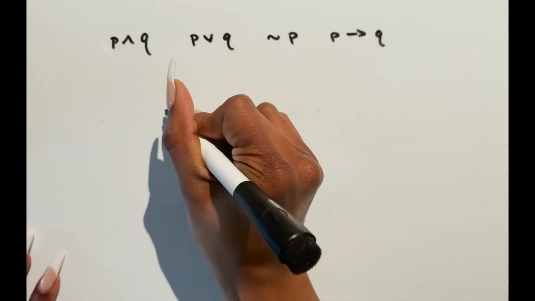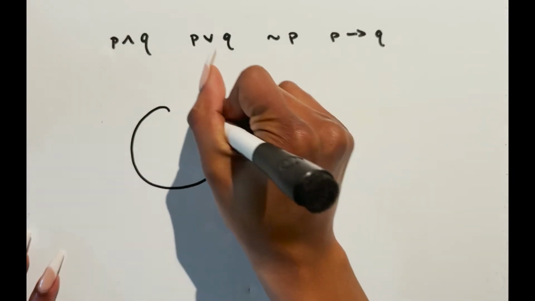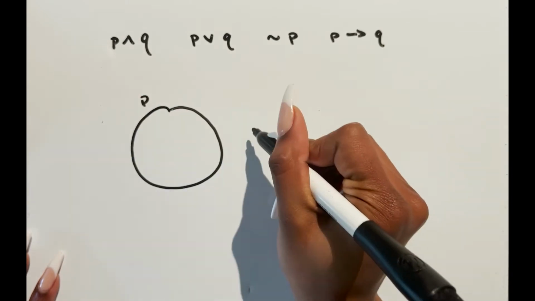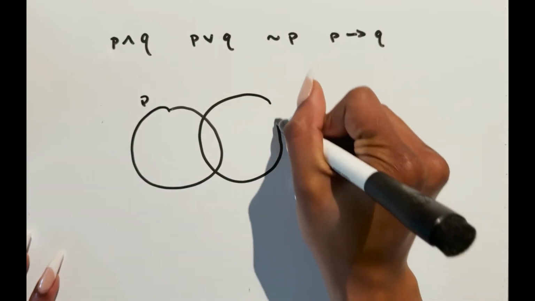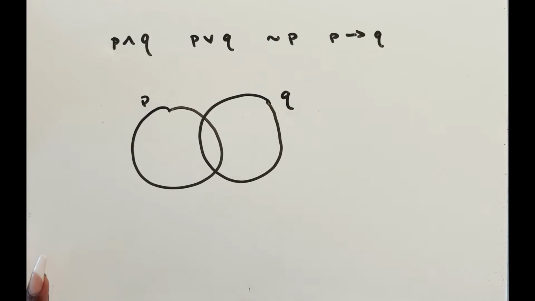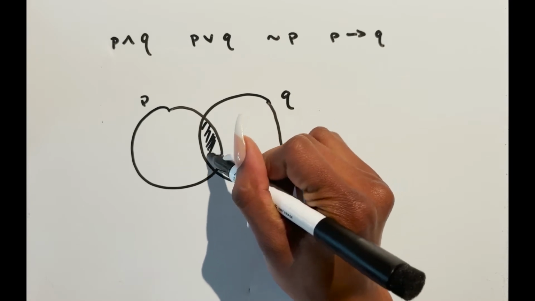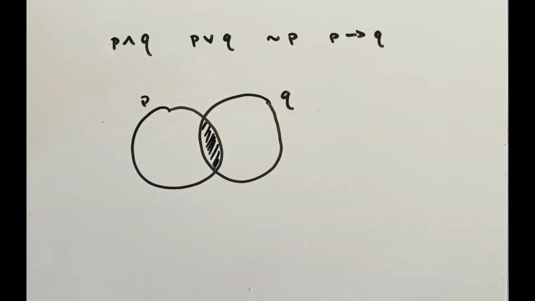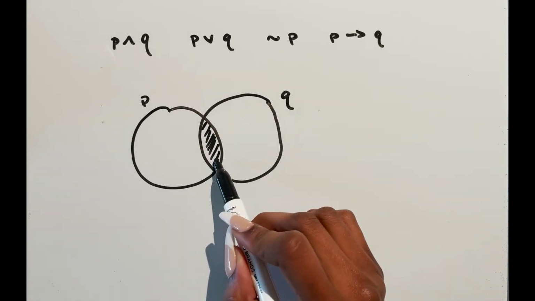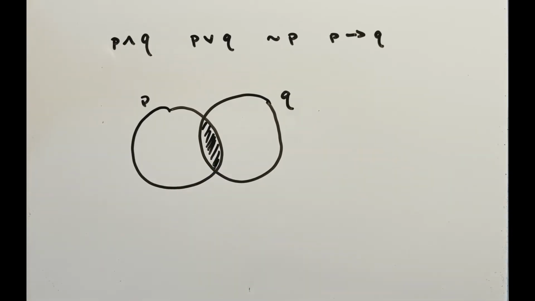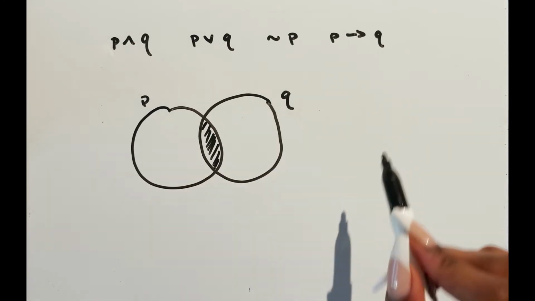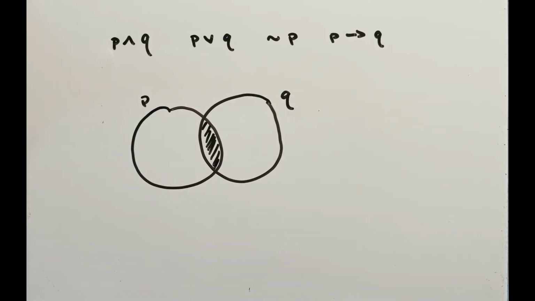Now, if we have two sets, P and Q, the logic statement and is represented by this area here, where the sets P and Q intersect. This is where the logic statement and is true. Anywhere outside of this area, the statement is false.